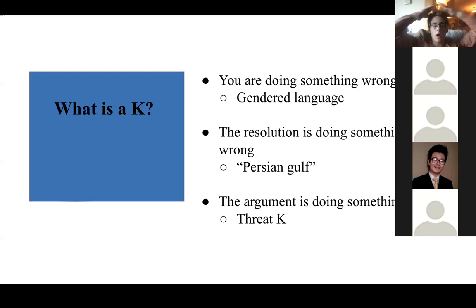Overall, a critique can be delivered in one of three forms. Either you are doing something wrong, the resolution is doing something wrong, or the argument is doing something wrong. Generally speaking, these are the three buckets of types of violations that critiques tend to focus on.